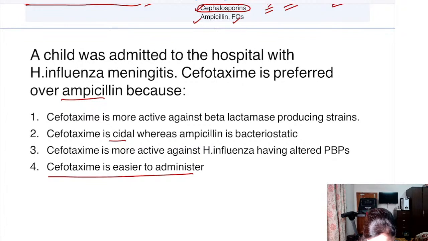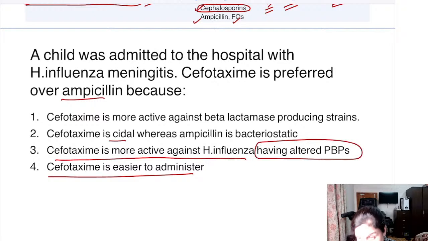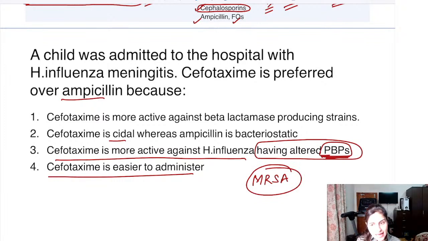Let's go to option number 3. Cefotaxime is more active against H. influenza having altered penicillin binding proteins. Beta-lactams, as in the first diagram I showed you, act on the transpeptidase or the penicillin binding proteins; the target site is that. So if there is a problem with the target site, neither your cephalosporins nor your penicillin nor your carbapenems will be able to act there. For example, methicillin resistant Staph aureus has emerged because it has acquired altered penicillin binding proteins, so none of these beta-lactams can work against them. Now we have 5th generation cephalosporins, which are effective against MRSA, but otherwise, wherever there is alteration in the site where these drugs act, none of them will be able to act. So this can't be the option, because cefotaxime will not function if there is an altered PBP, neither will ampicillin.